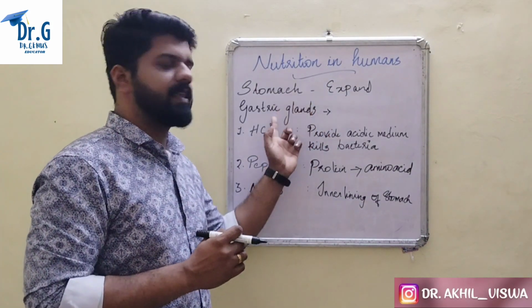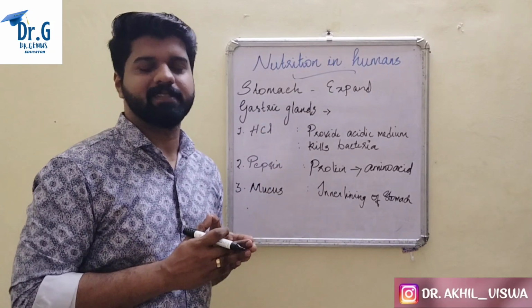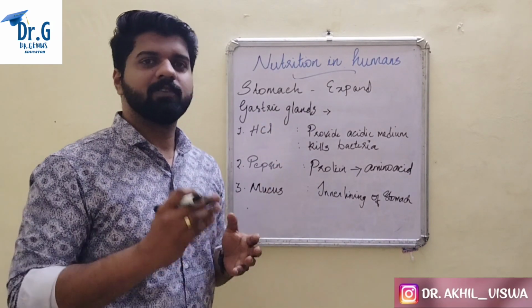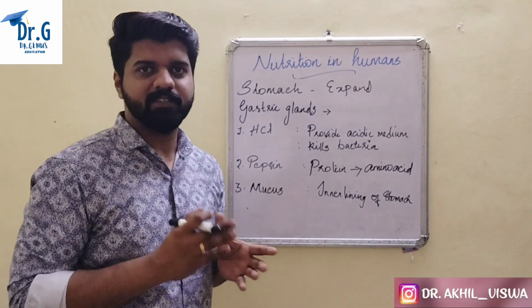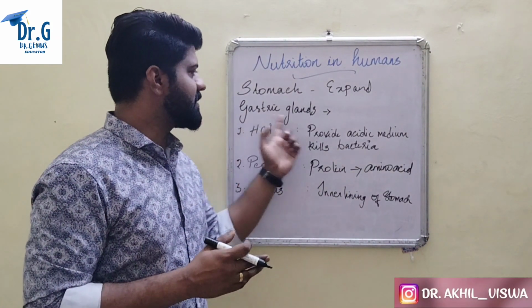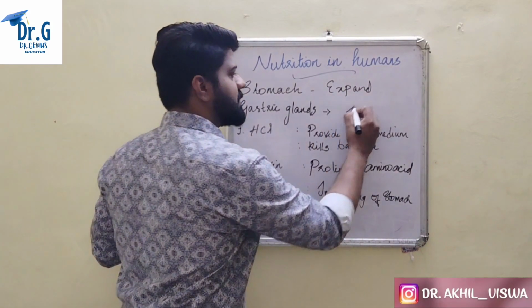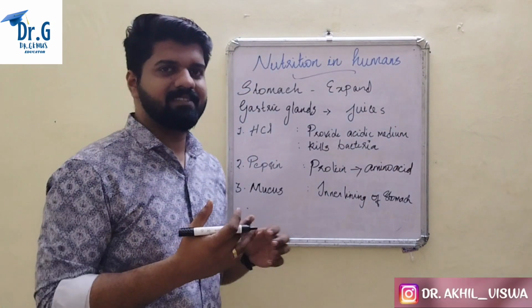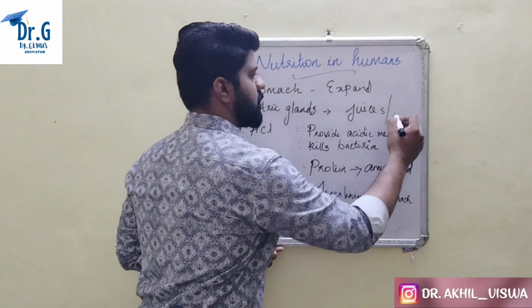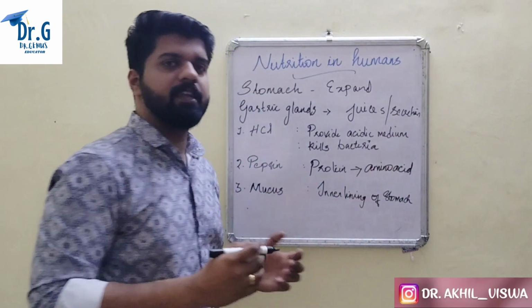In the stomach there are certain glands called gastric glands. What do we mean by glands? Glands are certain organs which produce some enzymes. That is called a gland. So here gastric glands are present. The gastric glands will produce certain juices called gastric juices, or we can say some secretions. So these will be produced by the gastric glands.